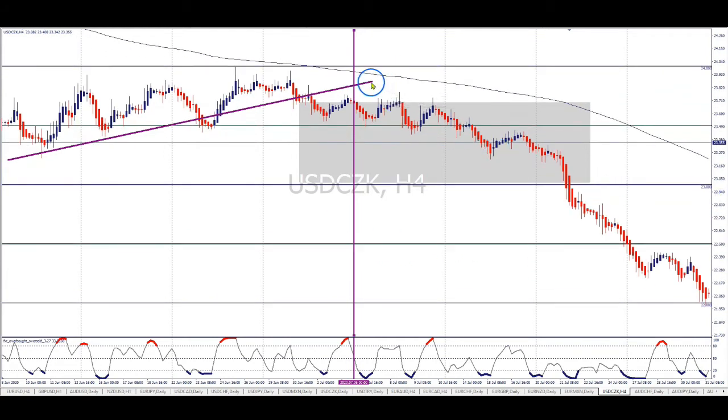So again, you have price trading below the 200, you're in a downtrending market, you're printing sell candles, and then right here, if you look at your momentum oscillator, you just crossed over the 80 level.